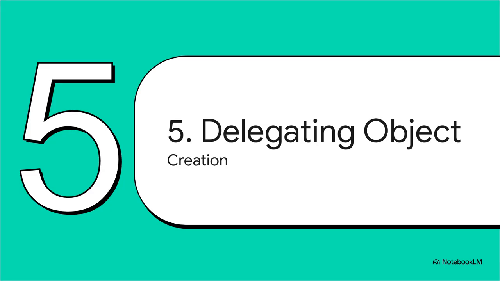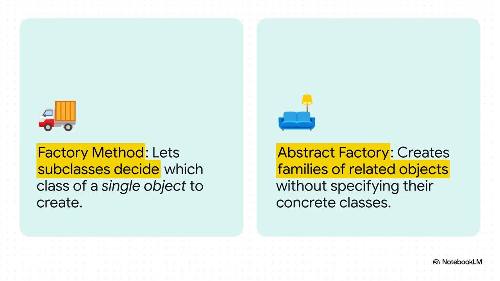Now for our last set of tools. These tackle a different kind of problem. What happens when a class needs an object, but it really shouldn't be the one deciding which kind of object to create? It needs to delegate that decision to someone else. This brings us to two related but distinct patterns: factory method and abstract factory. Here's the key difference. Factory method is all about creating a single object. The superclass says, I need a thing, but it lets a subclass decide exactly what kind of thing to make.